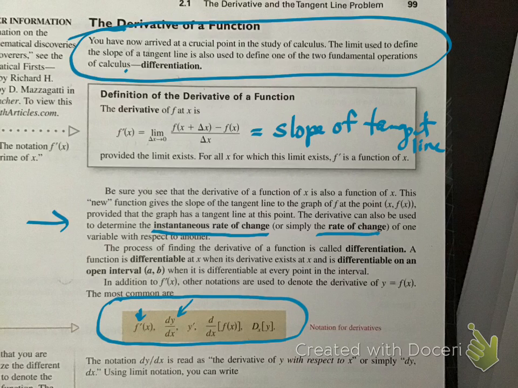This one is dy dx, and it's read, the derivative of y with respect to x, or simply dy dx. Another symbol is just y prime. This one we don't see as often, but it's the derivative with respect to x of f of x. And this one is the derivative of y with respect to x. So just some symbols. I'll try to mix them up and use different ones as we go.